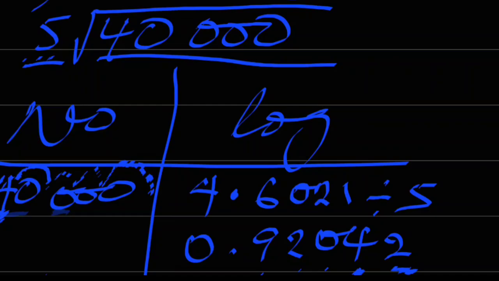Stage 2, we'll go to the logarithm table and check 40 under 0.